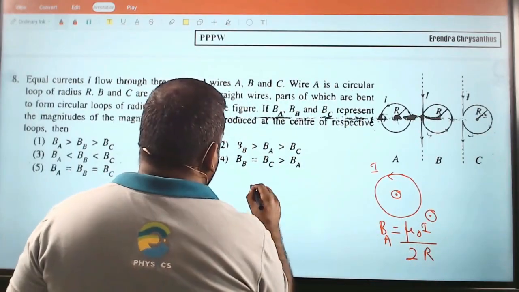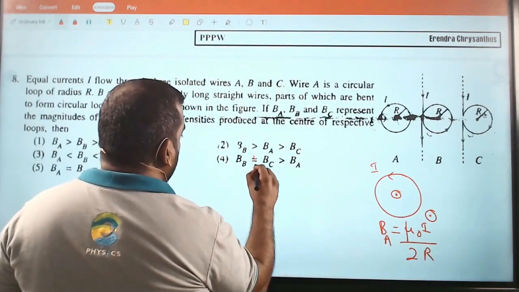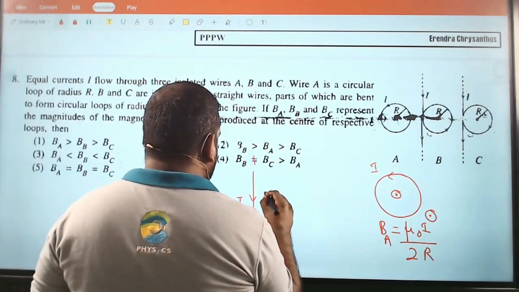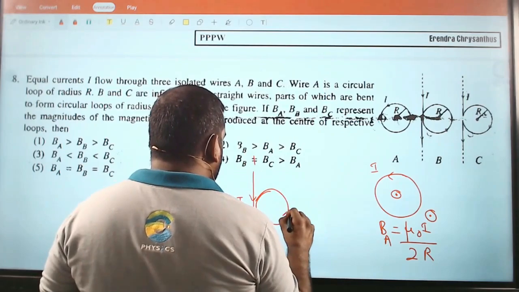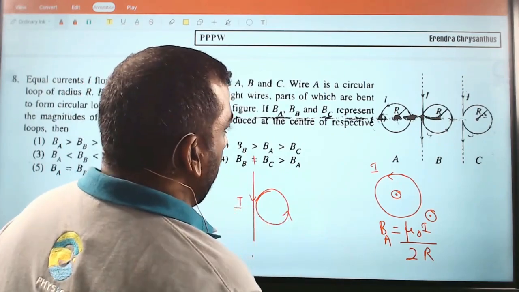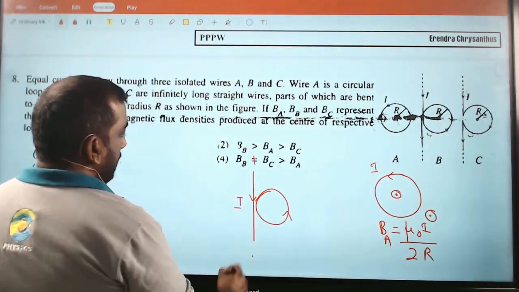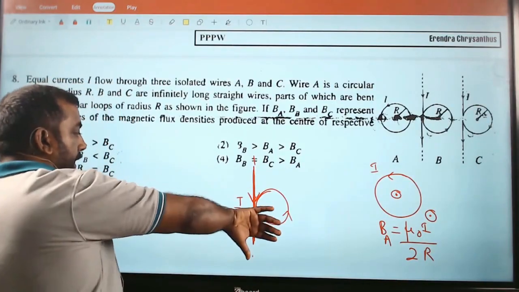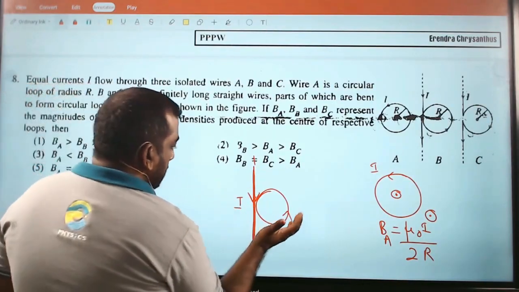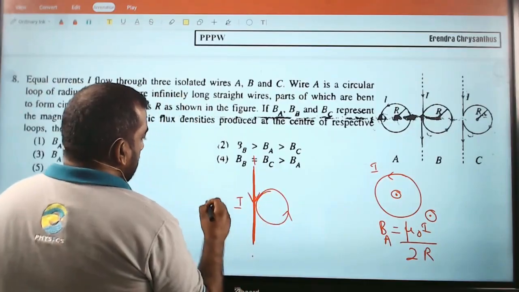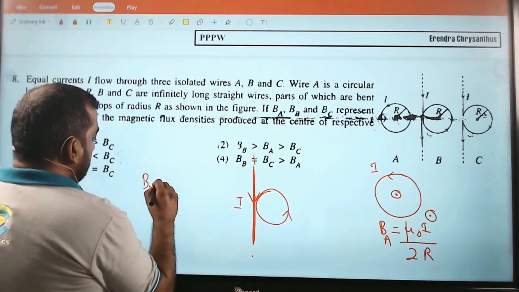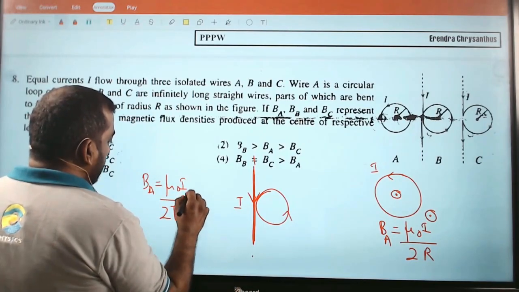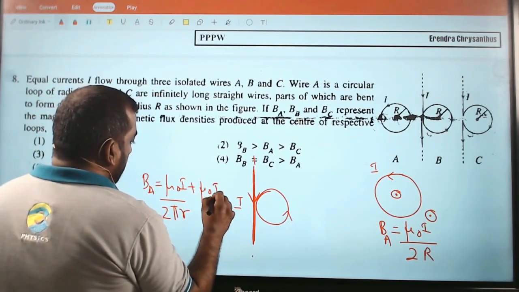Next is an infinitely long wire. Current is also coming downwards. Here you go, magnetic field in that direction. Current downwards, field outwards. Here also field outwards. The magnetic field is mu naught I divided by 2 pi r plus mu naught I over 2r.